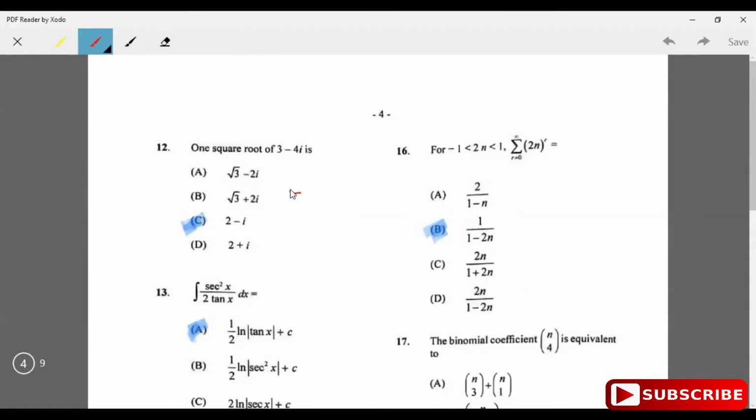Question 12, just look at the options and see which one of them, when you square it, gives you back the answer, 3 minus 4i. So when you square 2 minus i, you'll get 4 minus 4i plus i squared, and i squared is minus 1, and this gives us back the 3 minus 4i. And so that's why it is option C. And that's question 12.